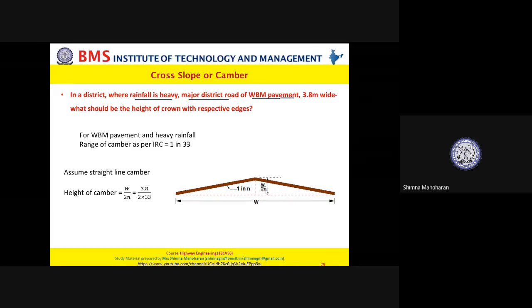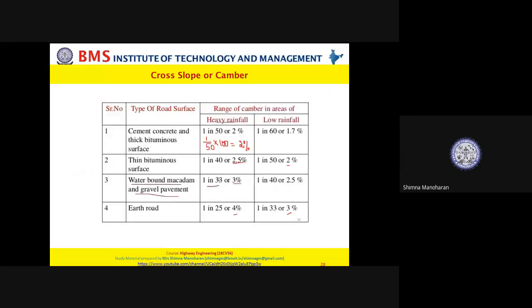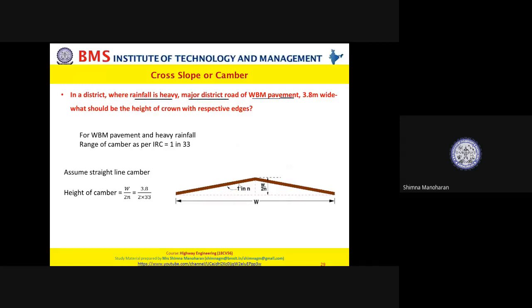N is nothing but 33%. So here you have to remember for this equation. N is given as this value, 1 in 33. Don't substitute 3% there. You have to remember this diagram. For 1 in n, when we are considering the slope as 1 in n, you can use this equation.